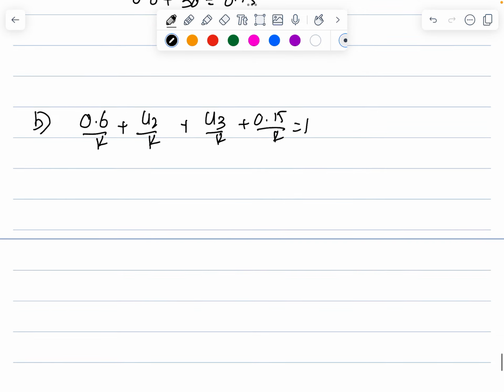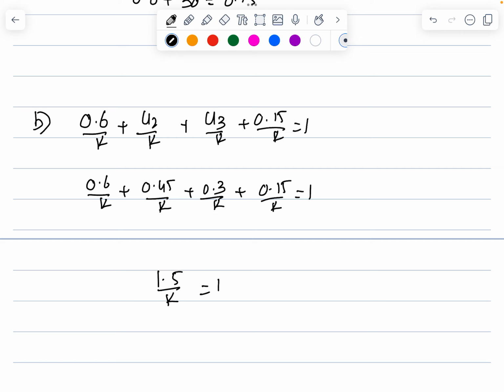So we know that this is 0.6 upon k plus 0.45 upon k plus 0.3 upon k plus 0.15 upon k equals 1, which is 1.5 upon k equals 1. So k equals 1.5. Accuracy mark. What is the accuracy mark over here? For that, we should know the u2 and u3 values.